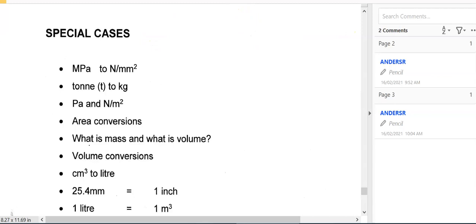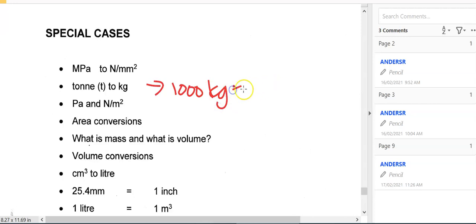Yeah, call up the pen here. Right. 1 ton. Okay. 1,000 kilograms is equal to 1 ton. Okay, 1,000 of that is sitting inside there.